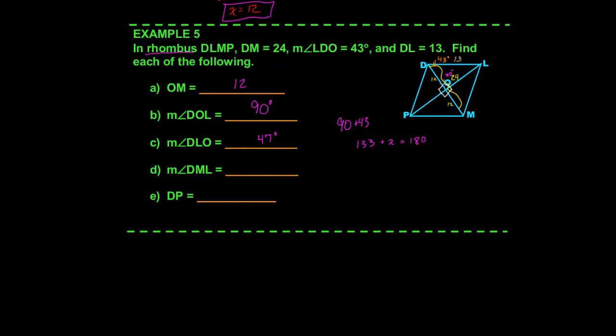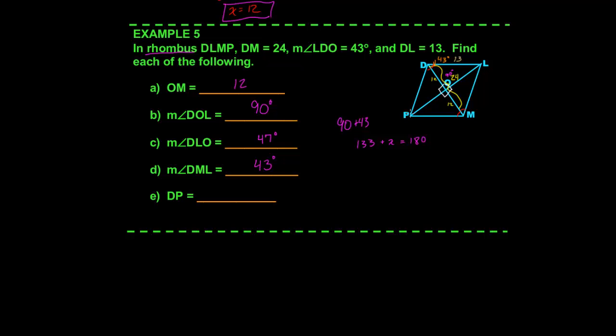Measure of DML. The measure of DML. Well, with what we determined in the rhombus before, see if I can find a color for it, we have these, which are all congruent, every one of these. So, if these are congruent, DML would equal the same thing that we have here. What would it give us? LDO, 43. 43 degrees.